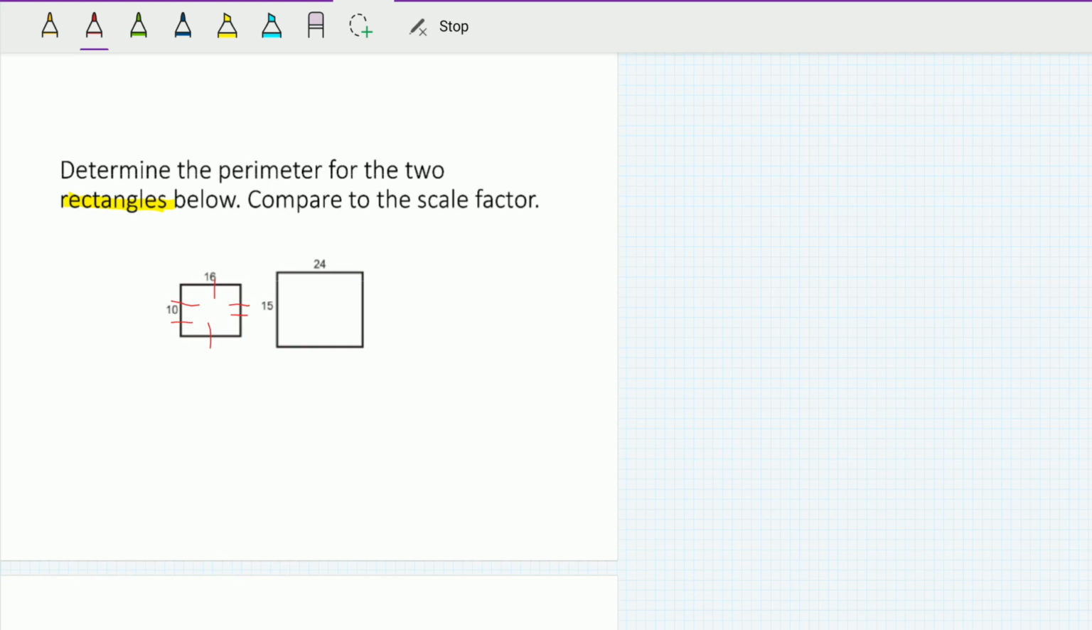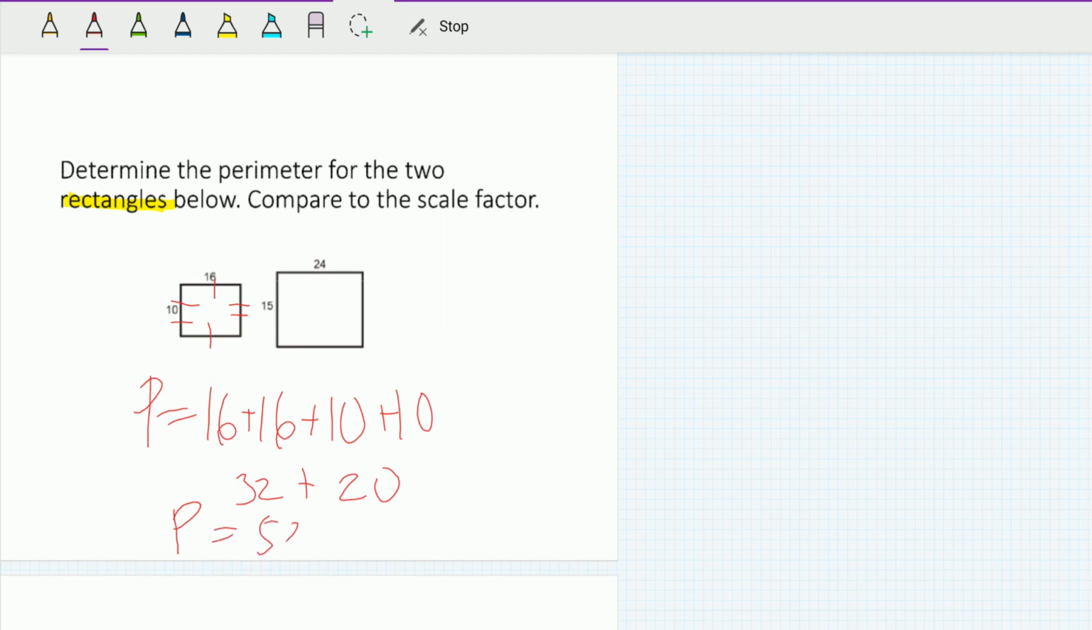So let me figure out the perimeter of the small one. It'll be 16 plus 16 twice, plus 10 plus 10. That gives me 20 plus, what is that, 12, 32. And so the perimeter of the smaller rectangle is going to be equal to 52 inches, miles, meters, whatever.